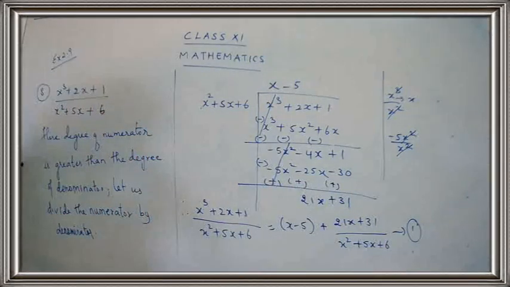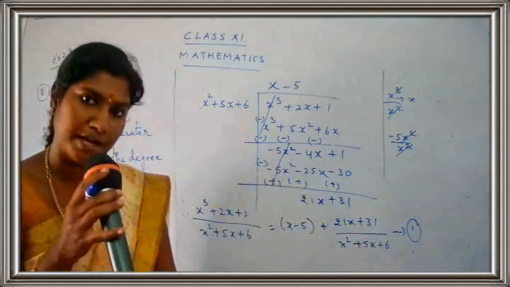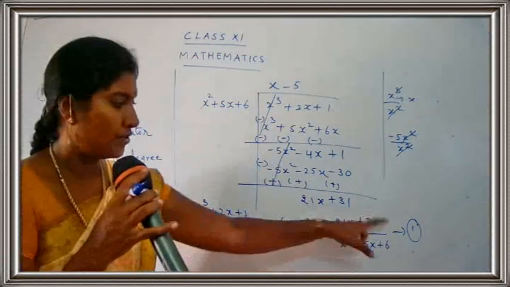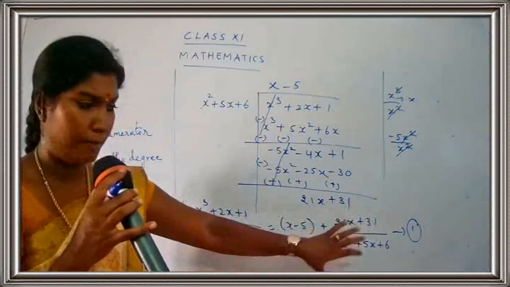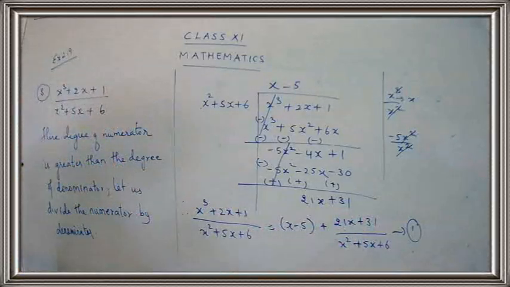Okay children, have you taken down? So now what are we going to do? We are going to consider the second part of the final answer, in the sense that we are going to substitute whatever values we find over here and complete this part. So now we are going to consider the second part. I am going to consider 21x plus 31 upon x square plus 5x plus 6. Come on, try to go with the steps, children.